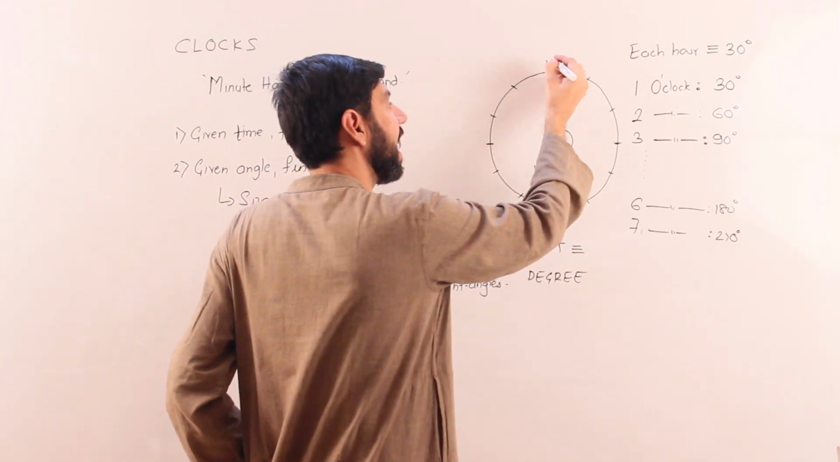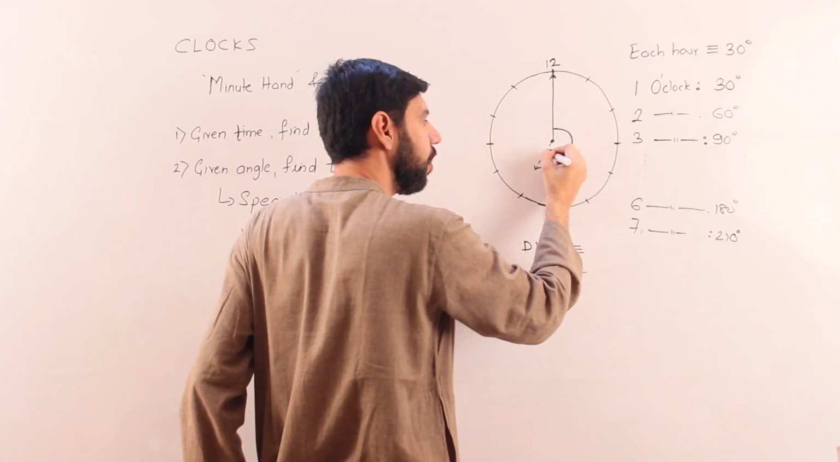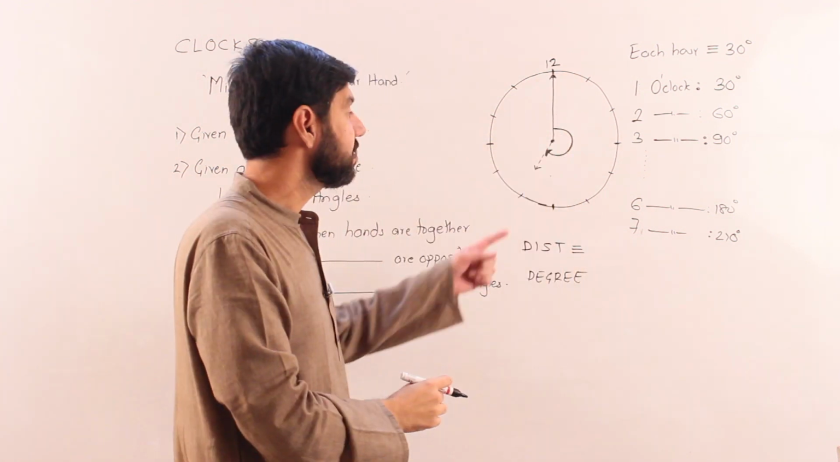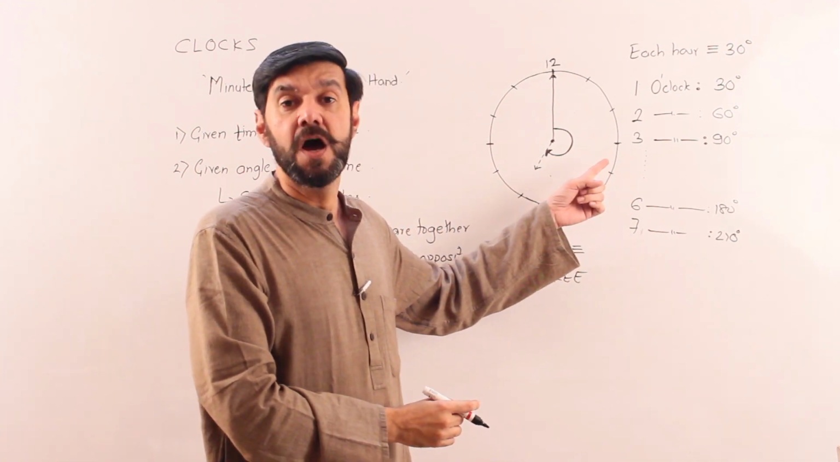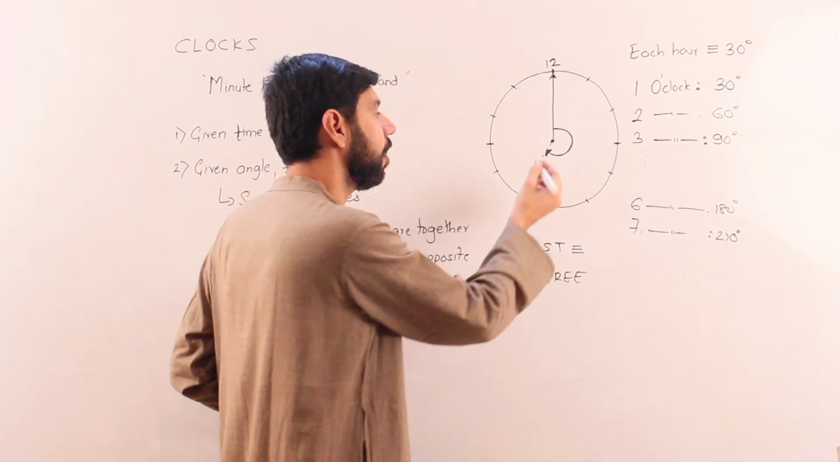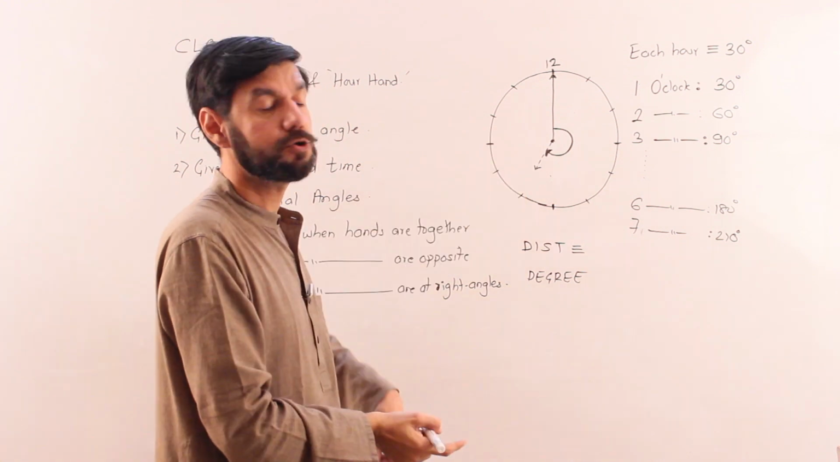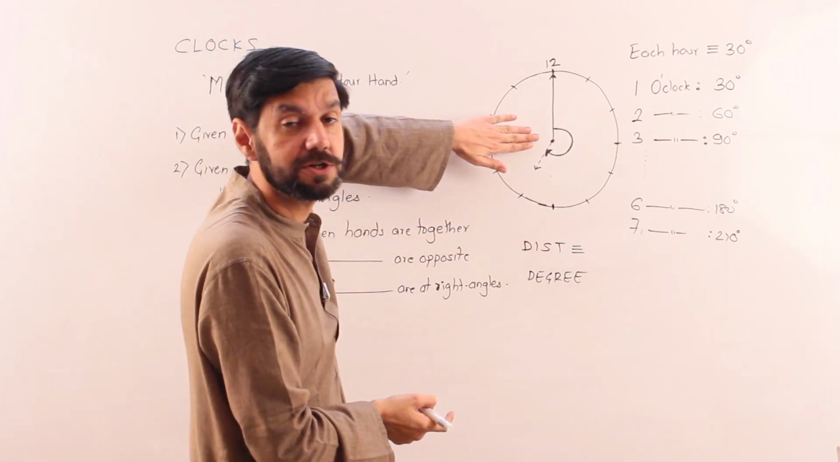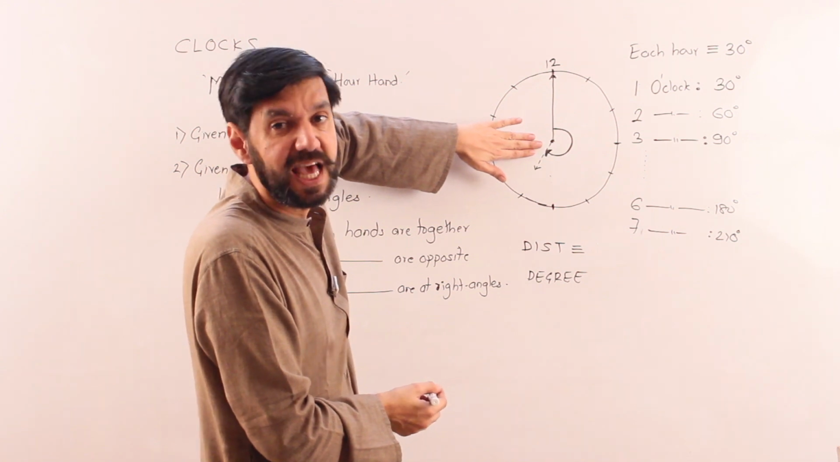I repeat, our angles very often will start from 12 and measure it in the clockwise direction. So this angle is more than 180 degrees. In fact, it is called the reflex angle. Had this been a geometry question and I would have asked you what is the angle between the two hands, almost all of us would have focused on this angle, which is the obtuse angle, the one which is less than 180.